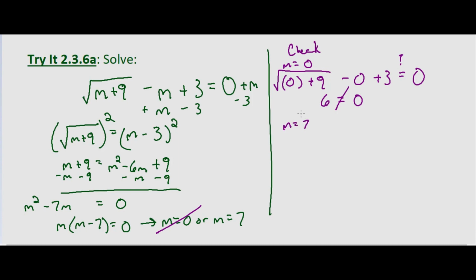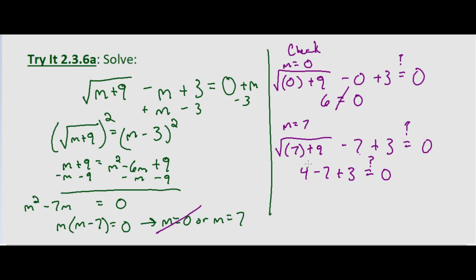M equals 7. We have the square root of 7 plus 9 minus 7 plus 3. Again, we want to know, does that equal 0? So 7 plus 9 is 16. Square root of 16 is 4, minus 7 plus 3. 4 minus 7 is negative 3, plus 3 does equal 0. So that solution checks.